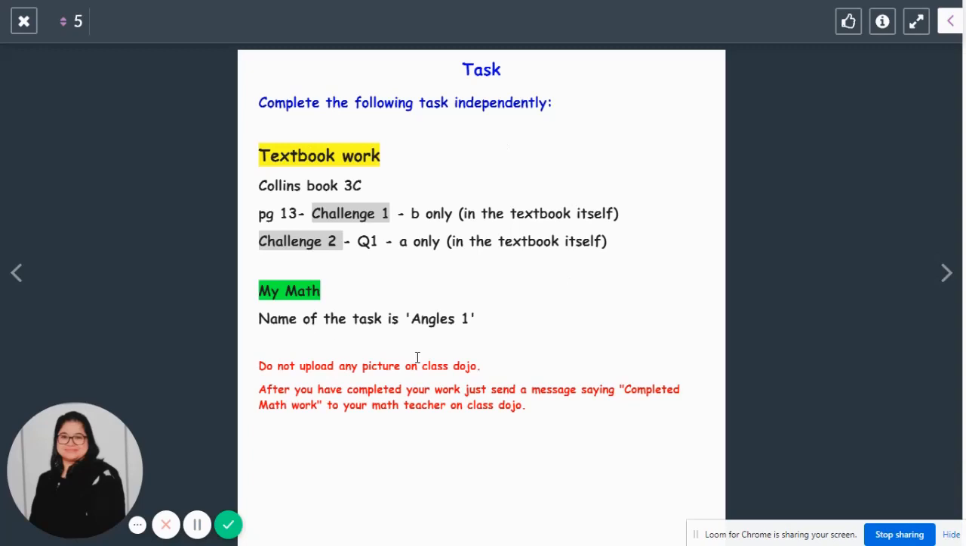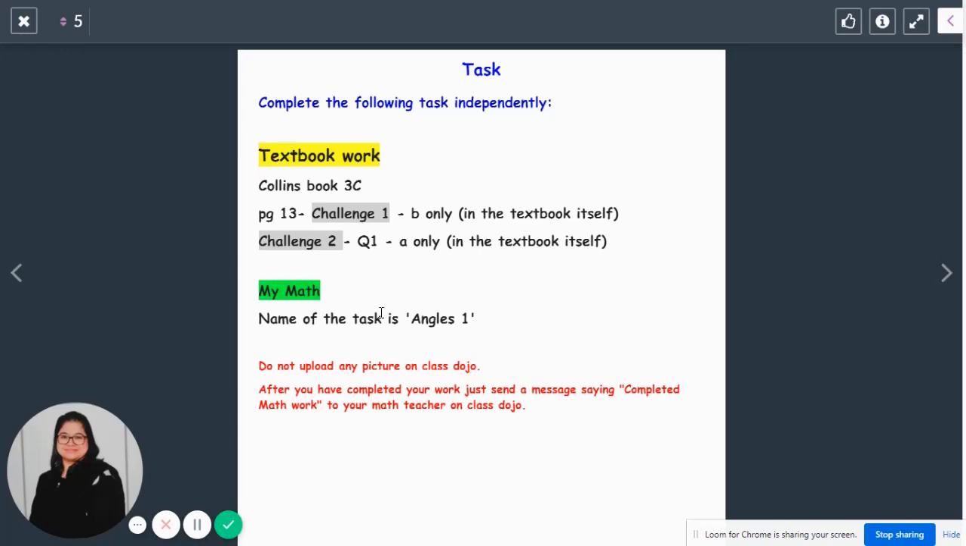Alright, here's a task for you. Now you have to do your Collins textbook work in the textbook itself on page 13. Challenge 1, question B only, and challenge 2, question A only. And the teacher has set a task for you on My Math. Your logins have already been shared with you. Use that login and enter My Math. Remember, there are two sets of passwords. First you have to use the common school password and then use your personal password.